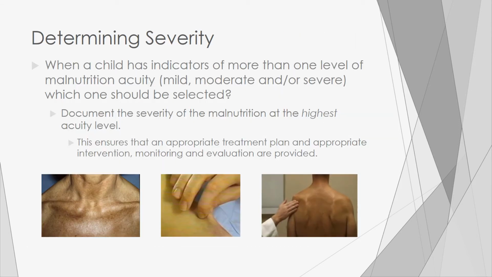What if a child has indicators of more than one level of malnutrition acuity? For example, BMI z-score is indicative of mild malnutrition, but weight loss is indicative of severe. It has been suggested by ASPEN and the Academy of Nutrition and Dietetics that we document at the highest acuity level to ensure appropriate treatment plans and therefore appropriate intervention, monitoring, and evaluation are provided.